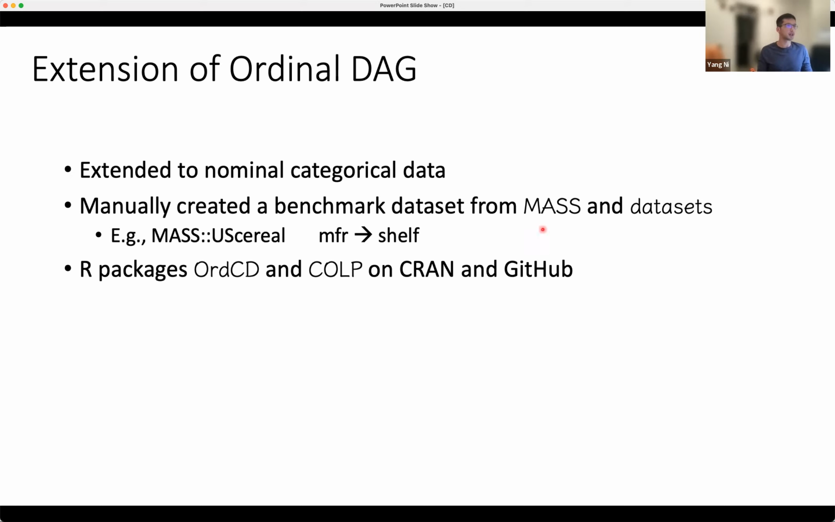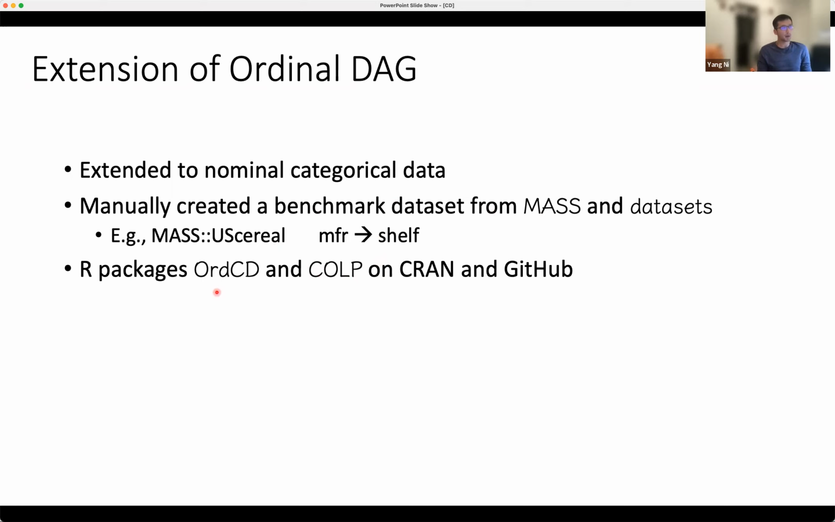In fact, we created a benchmark data set out of the MASS and datasets packages in R using the same principle. So we look at pairs of variables, and we try to see whether a pair has very obvious causal directions. And when they do, we put them in our benchmark data set. We manually looked at all the possible pairs in these two R packages, and we put the data sets in this package, COLP. So if you're interested, you can check out this data set in the COLP package.